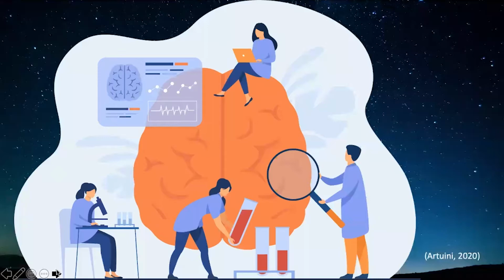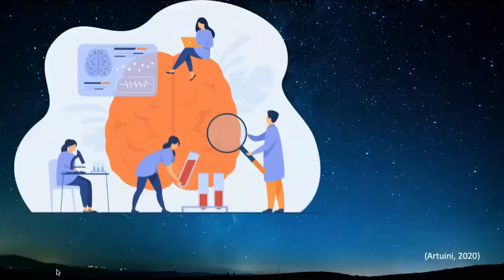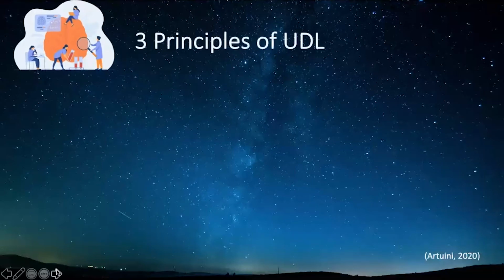UDL is founded on three main principles, which are rooted in neuroscience. Remember CAST? When they created UDL, they were trying to find functions of learning in the brain and teaching methods that could be true for all brains. So let's look at these three principles together.